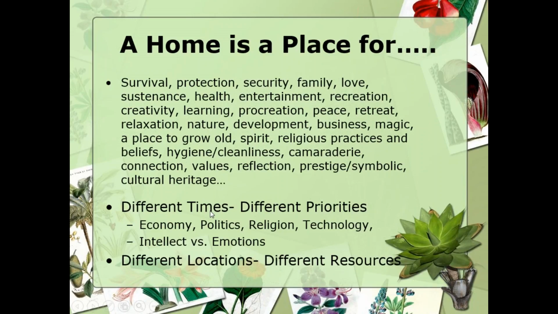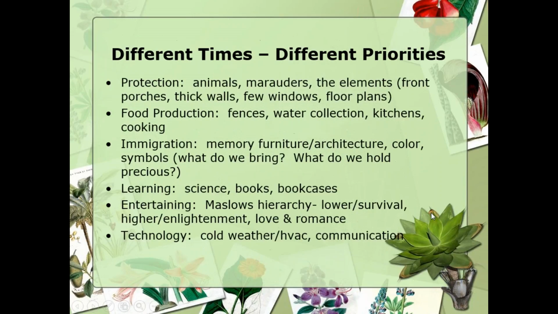There's different times, different priorities, it says. So economy, politics, religion, and technology, intellect versus emotions. These are all things that help shape and inform our idea of what a home is a place for. And there's different locations and different resources available to different people groups. So here we have different times, different priorities.